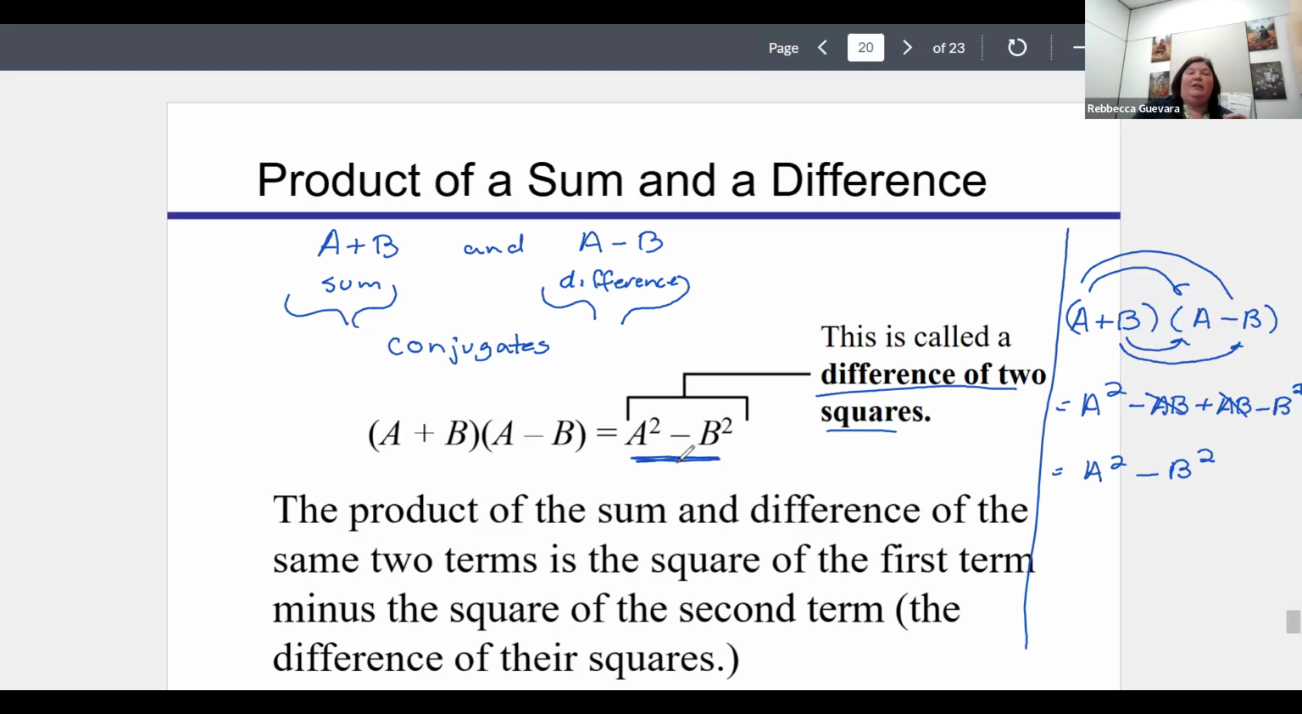Because of the squaring property, this helps us in certain problems. Like one of the cases, if we had square roots, we like to use conjugates because it gives us this difference of squares. We also see this with complex numbers. So the product of the sum and the difference of the same two terms is going to be the square of the first term minus the square of the second term. So this one's a lot easier to remember, and I see a lot of people use this one a lot more than the previous.